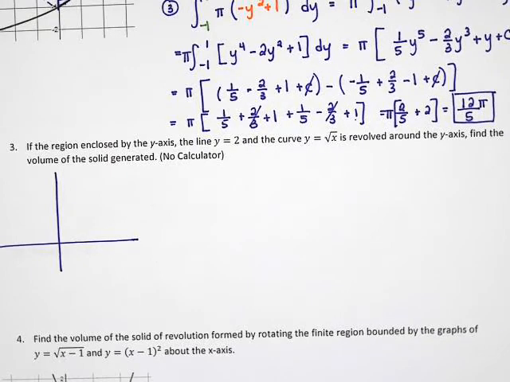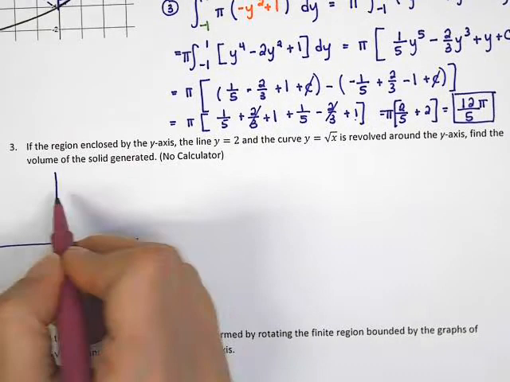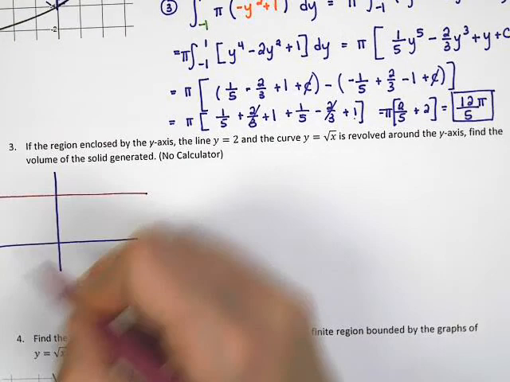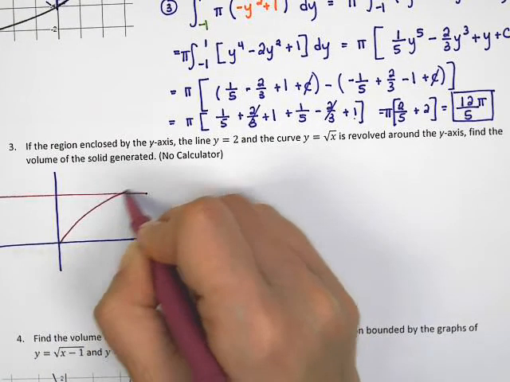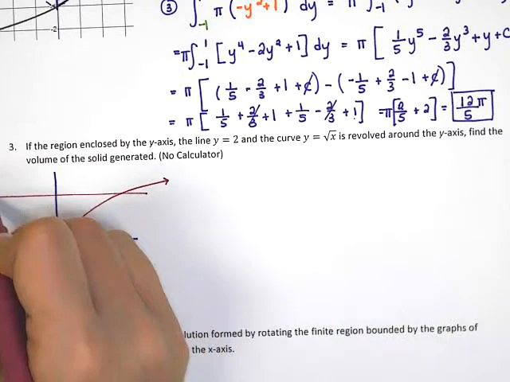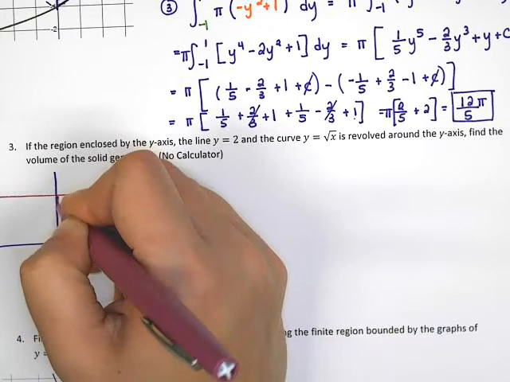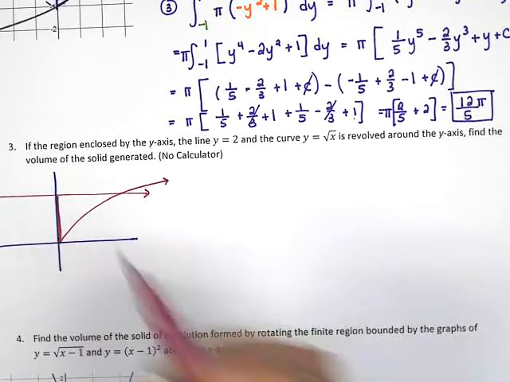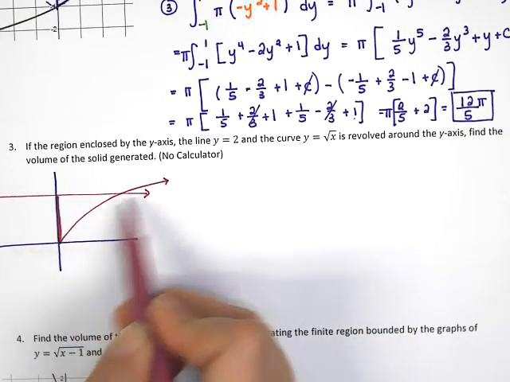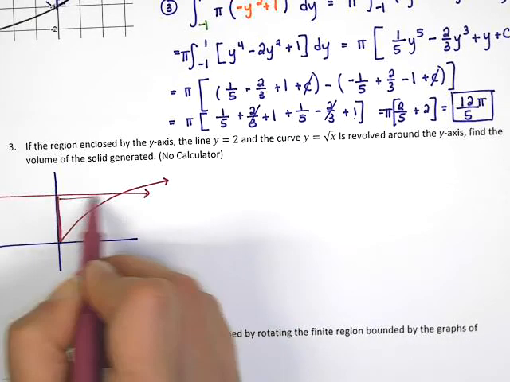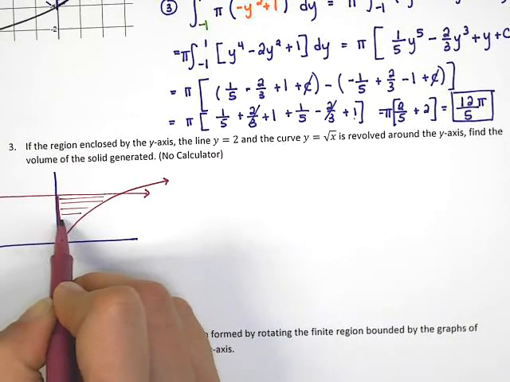So the line y equals 2 is a horizontal line up here. The curve y equals the square root of x looks like this. And I'm also using the y-axis as a boundary. So if I'm using the y-axis, the line y equals 2, and the square root of x line as boundaries, then the area that I'm rotating is this area here.